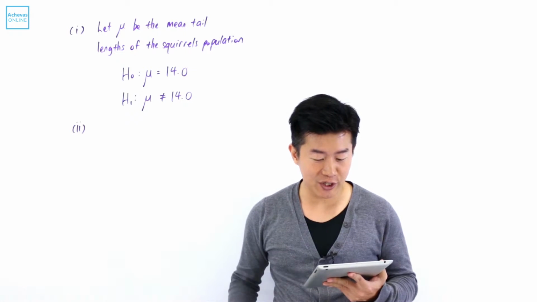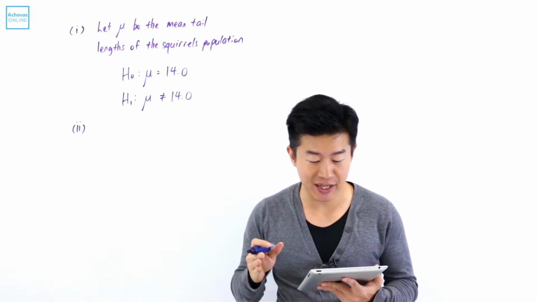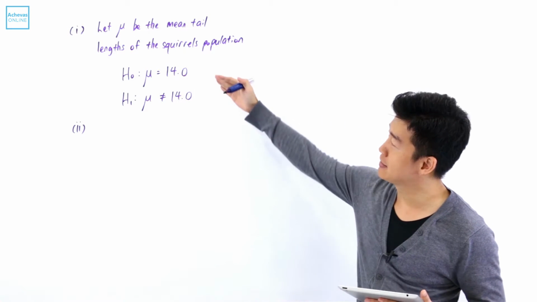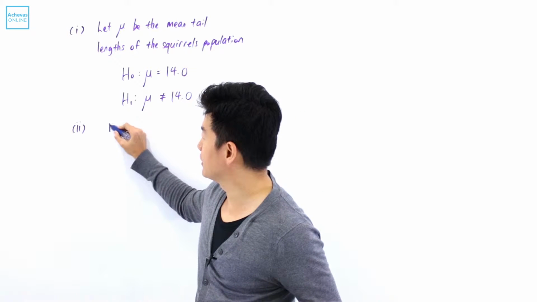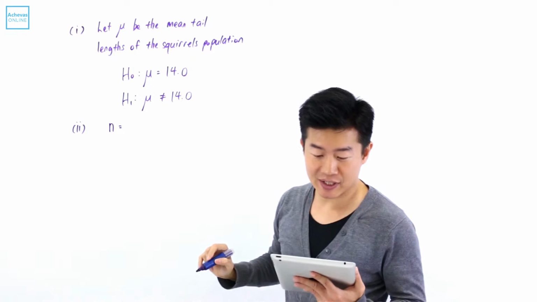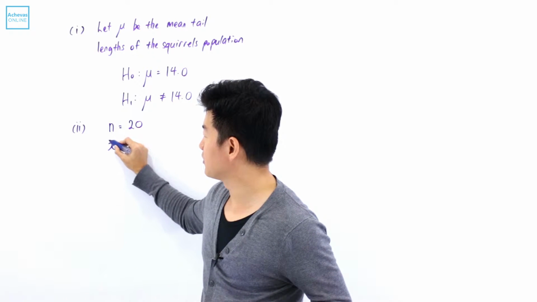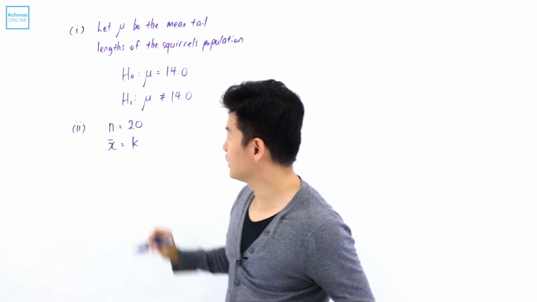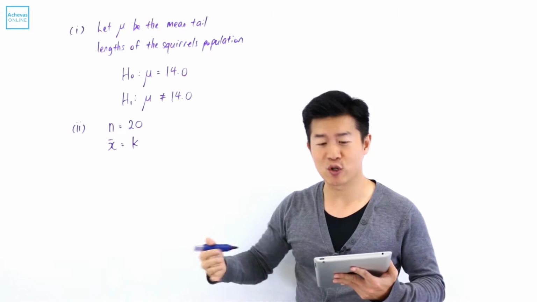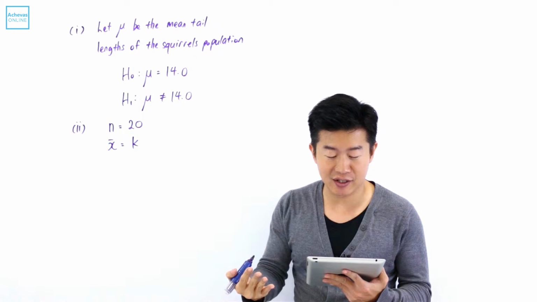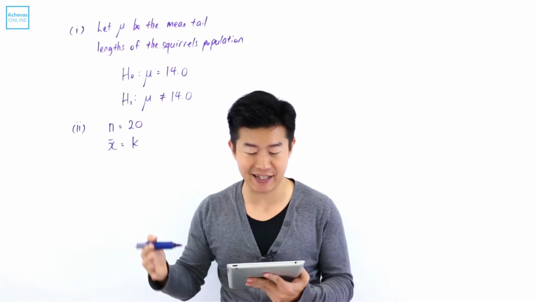What we need to do now is to try to find a set of values of x bar, with a sample mean, such that the null hypothesis is not going to be rejected. We are going to quote three parameters. n, the sample size, is given to me as 20. Next, x bar. This is unknown, I'm going to let it be k. And then the population variance. It depends on the information that is given to me by the question. It can be the actual population variance or the unbiased estimate.